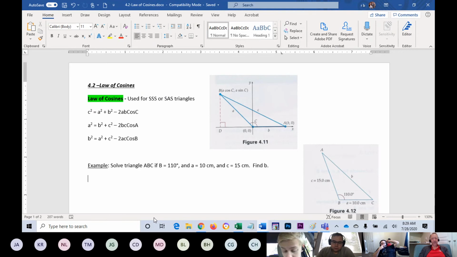So solve triangle ABC, and I've got the triangle here already drawn. If angle B is 110, A is 10, and C is 15, find b.